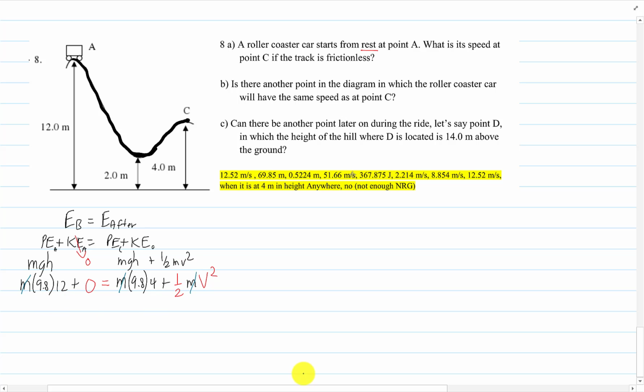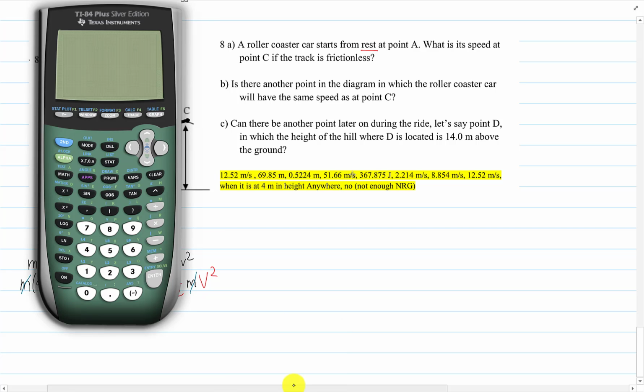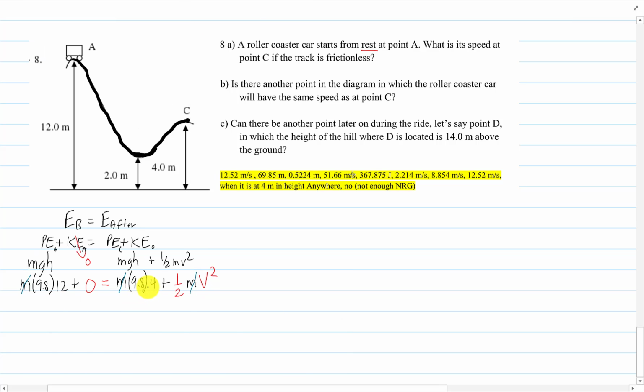Okay, so let's actually do a little bit of algebra here. This is 12 times 9.8. And then I'm going to take this over to the other side, minus 4 times 9.8. And that has to equal 1/2 v squared. I did this because we can see that this 9.8 is a common term. So it's 12 minus 4, times 9.8. So this will be 8 times 9.8 is equal to 1/2 v squared.